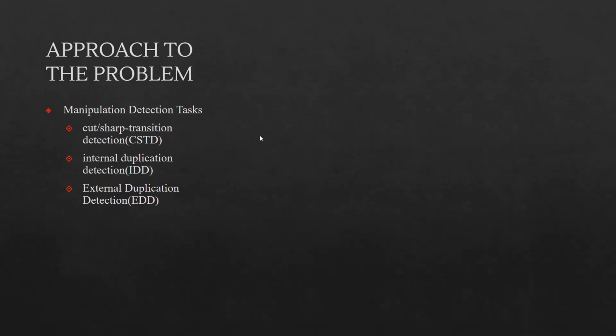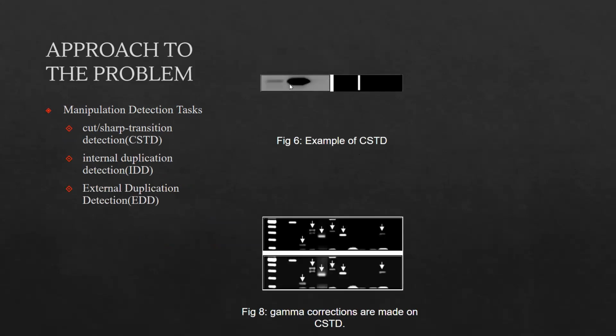spliced or tampered regions, unlike spliced images, which we can see over here. So why did they use gamma corrections over here? Because this is really difficult to analyze or understand, where exactly the CSTD has happened. So this is the mask and this is the original image. After the gamma corrections, we can actually see it really well.